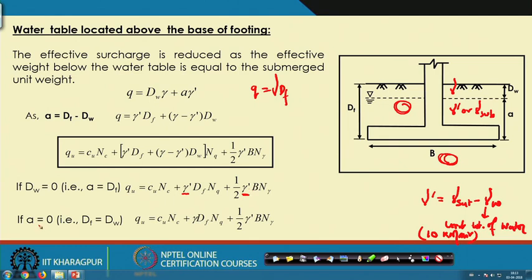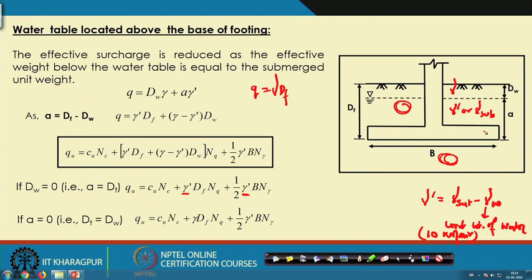And if A is equal to 0, that means the water table is at the base, then the surcharge of the soil above the base will be gamma dF, and below the base will be submerged. Okay. So, this is for the case when the water table is above the base of the foundation. And remember that the worst condition you will get is if the water table is at the ground level, that means dW is 0. That will give you the lowest bearing capacity, as in both cases it is submerged, so gamma will be reduced. But as the depth of the water table goes down, your bearing capacity will increase.